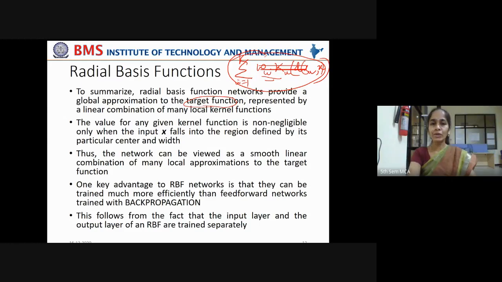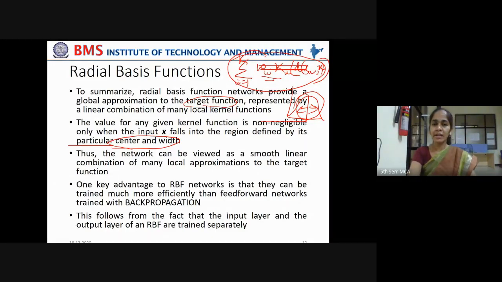Got it? Now the value for any given kernel function is non-negligible only when the input x falls into the region defined by its particular center and width. So the value for any kernel function is very important, but only when the input x falls into the region defined by the particular center and width. Only if it falls in this particular range, then that kernel function's value is very important. If it is falling outside a normal distribution range, then it is negligible.